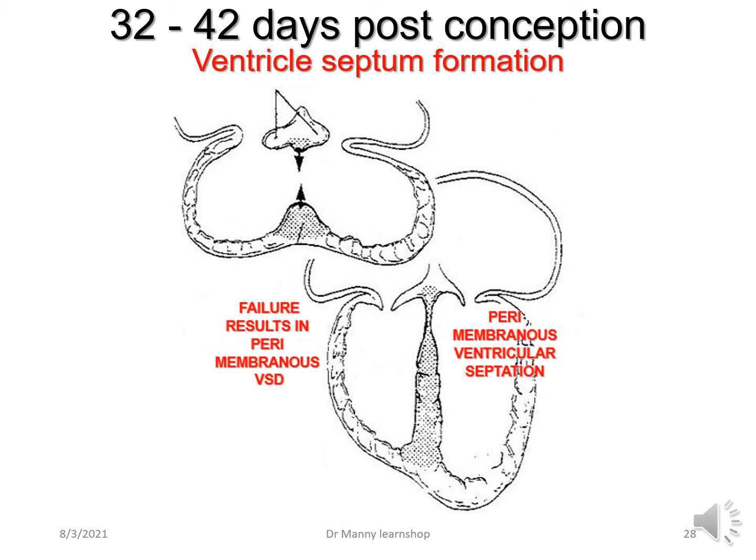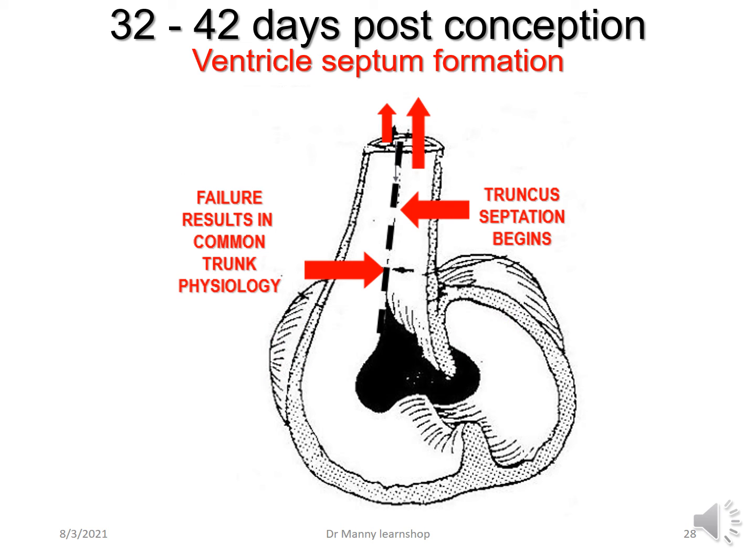As it moves on to close the upper portion of the ventricular septum, the perimembranous septum forms, and failure to do that results in a perimembranous VSD, ventricular septal defect. During this phase as well, you get truncus septation, which basically means the big trunk, which contains the future aorta and pulmonary artery, start to separate, and they twist and turn into the appropriate position. And failure to separate results in common trunk physiology, which basically means the aorta and pulmonary artery are one, a truncus, which we'll be discussing when we look at acyanotic anomalies.